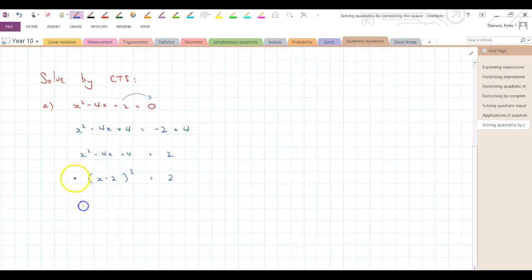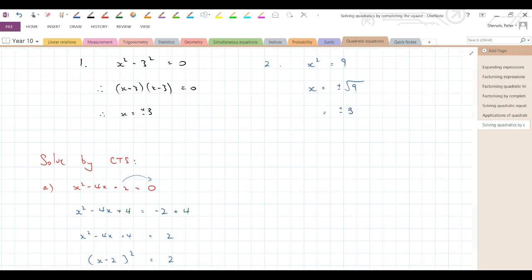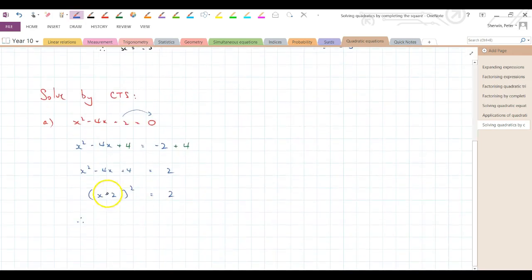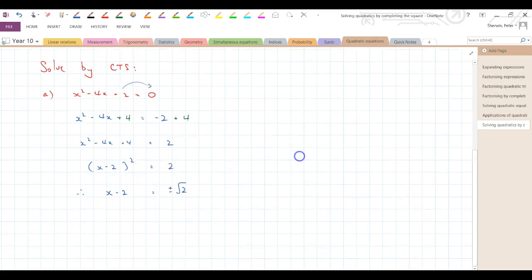So right now I'm going to talk about option 2, where I've got something squared equals 2. I'm going to get rid of the squared by taking the square root of both sides. So take the square root of this side, the square goes. You've just got x minus 2. Take the square root of this side, plus or minus the square root of 2.